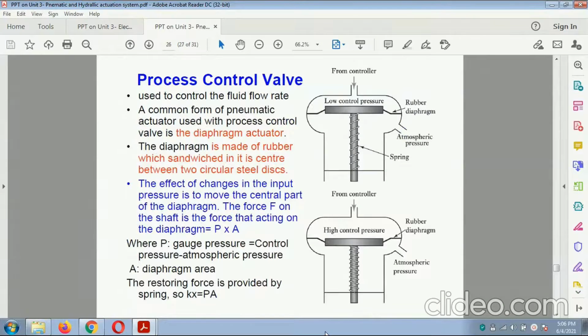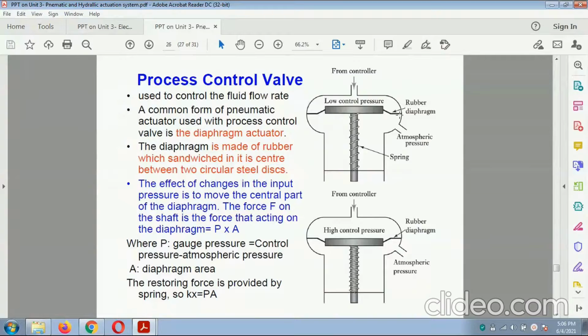Process control valves are used to control the fluid flow rate. A common form of pneumatic actuator used with the process control valve is a diaphragm actuator. The diaphragm is made of rubber held at its edge between two circular steel discs. The effect of a change in the input pressure is to move the central part of the diaphragm. The force F on the shaft is the force acting on the diaphragm, that is P into A, where P is the gauge pressure and A is the diaphragm area. The restoring force is provided by the spring, that is Kx is equal to P into A.